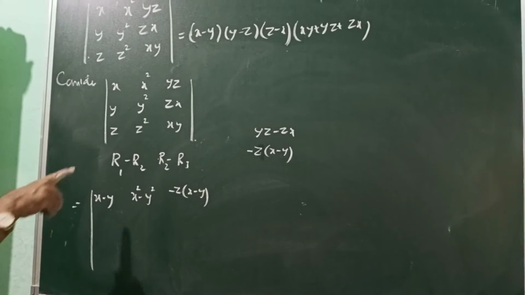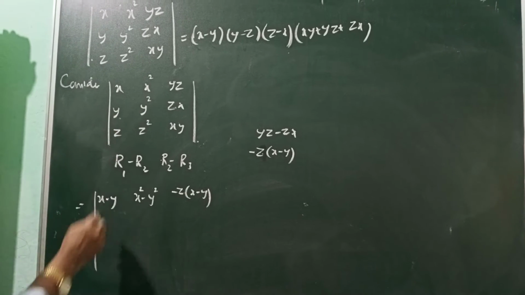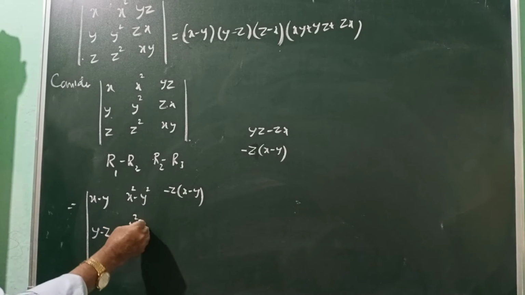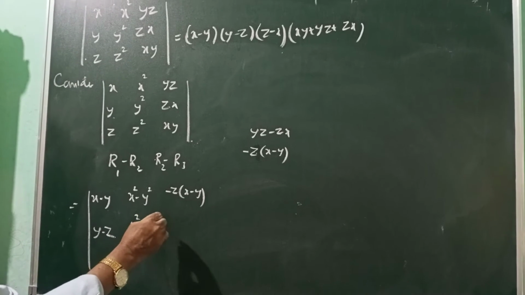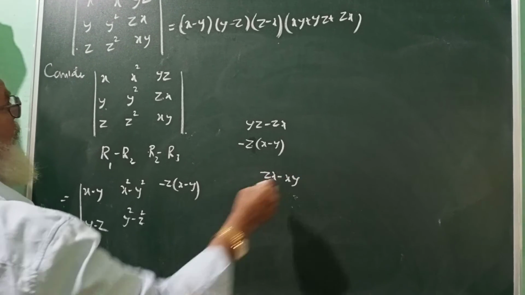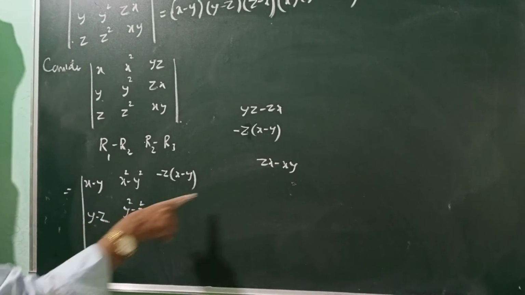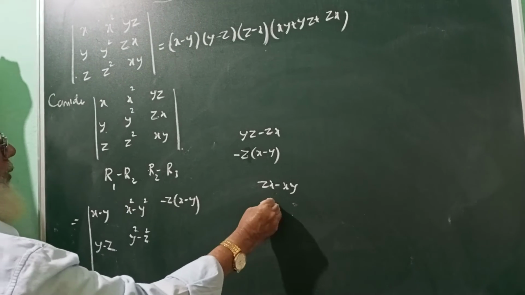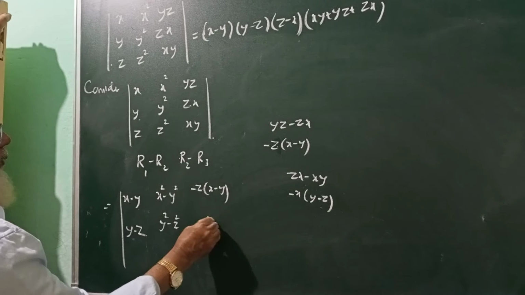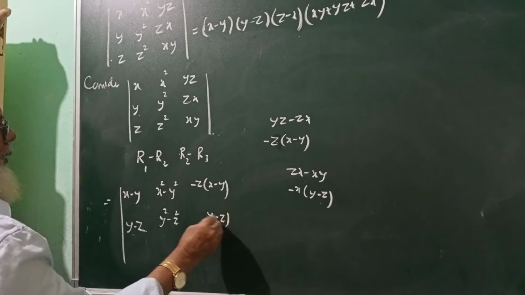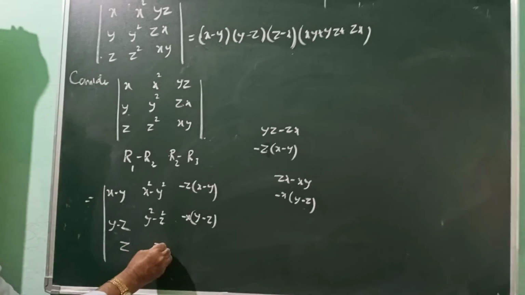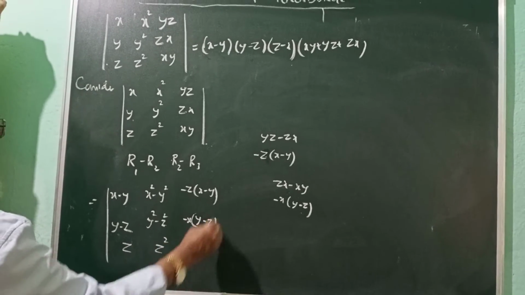Then R2 minus R3: y minus z, y square minus z square, and again look here, zx minus xy is there. We need y minus z here, so take minus x common, y minus z. So this will be y minus z, and this minus x is taken common here, that is z square, xy.